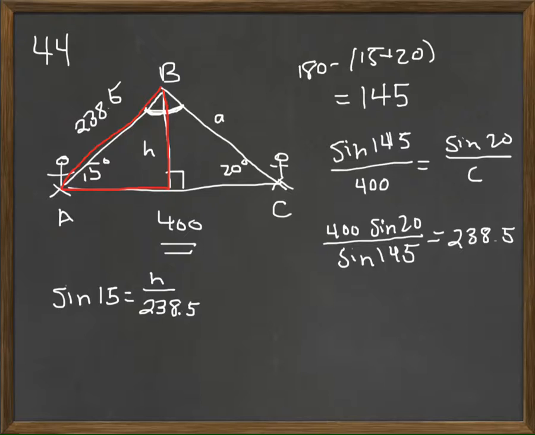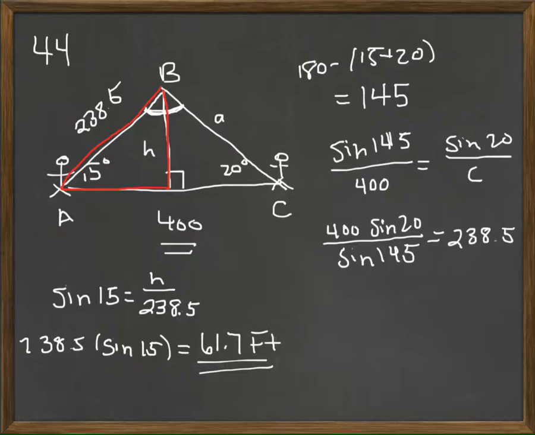So multiply both sides by 238.5. 238.5 times sine of 15 is going to be equal to h, which is 61.7 feet. And that is the height of that particular tree. Don't be afraid to look at a problem in 2 steps. A lot of the time you're going to find that problems have 2 steps in them.